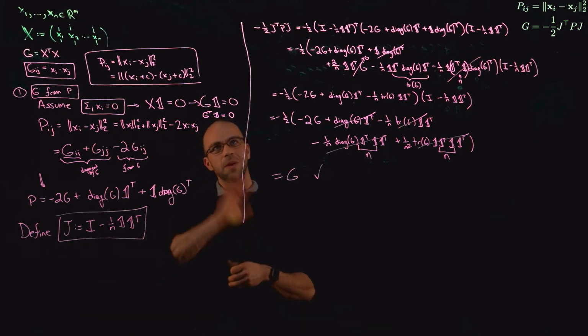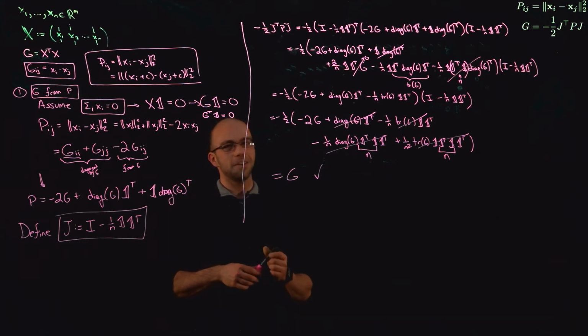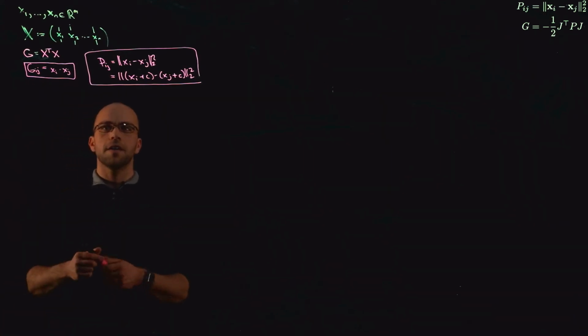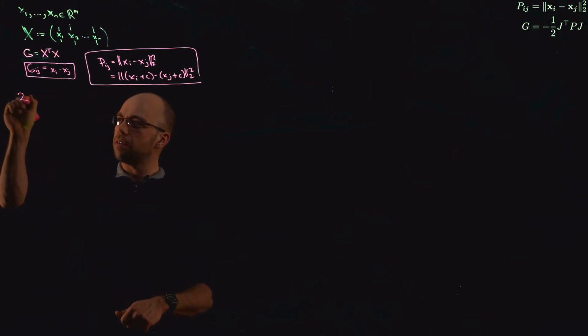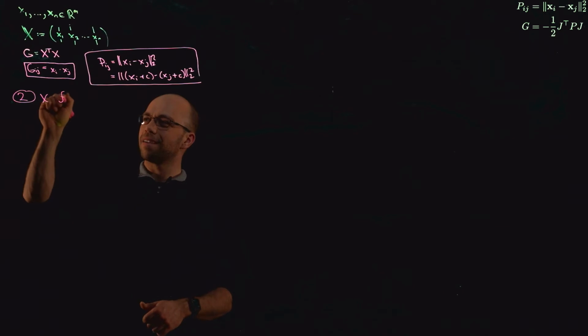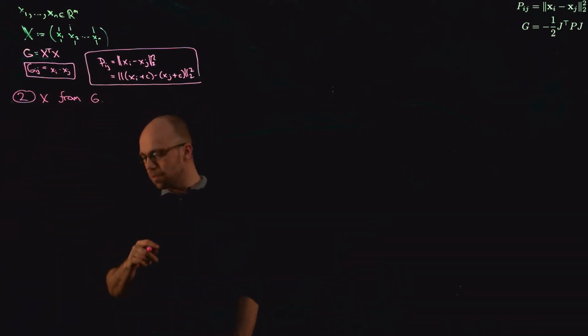Okay, so let's erase this messiness. It's making me nervous just looking at it. And then we'll continue by getting x from g. Okay, so our second task of recovering x from g is actually, I would argue, easier, or at least less nerve-wracking. Okay, so how are we going to do that?